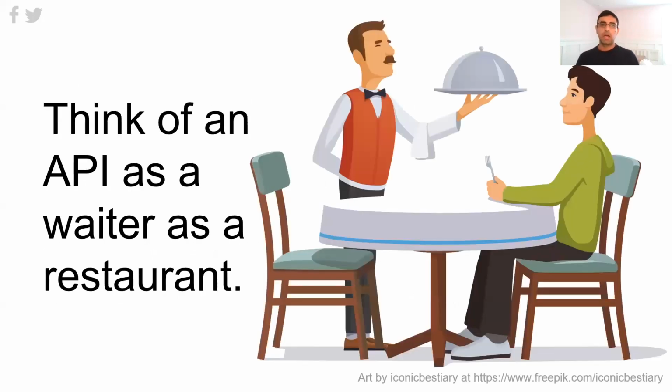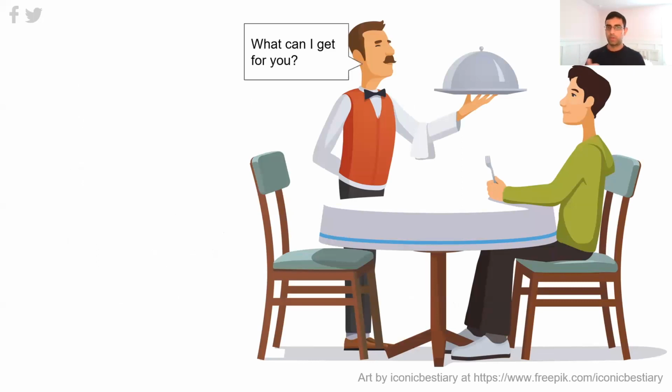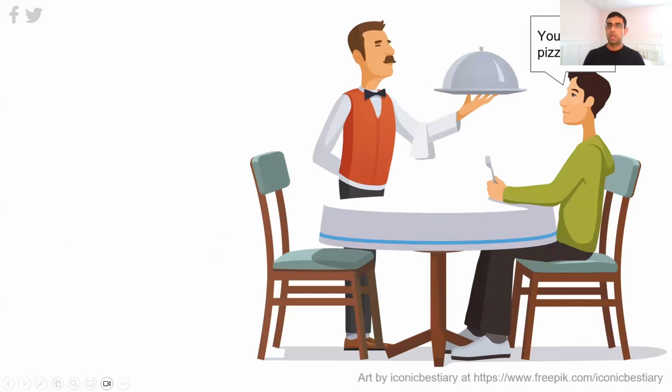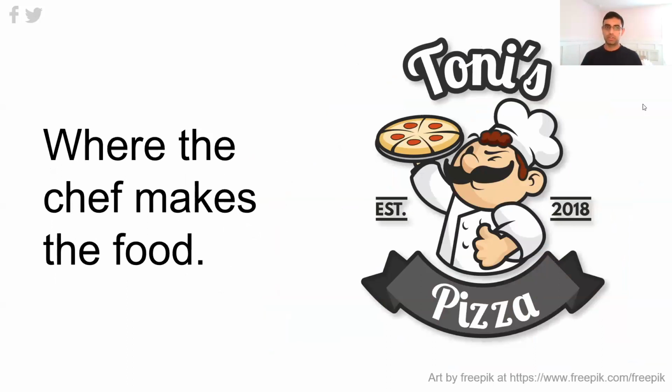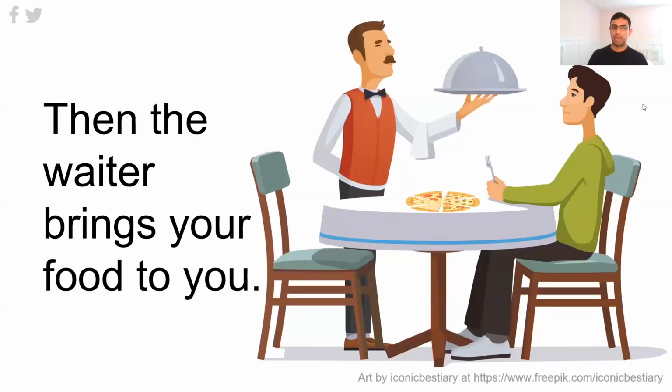So what is an API? Think of an API as a waiter in a restaurant. The waiter comes and says, what can I get you? And you, being the customer, can just order, for example, pizza, and then the waiter relays that message to the kitchen. Then the chef goes on and cooks the food and eventually brings back the food that you ordered. Now, in this case, the waiter is an API. It relays the message to the backend, which is technically your chef over here, and then brings back the data or the food that you ordered.